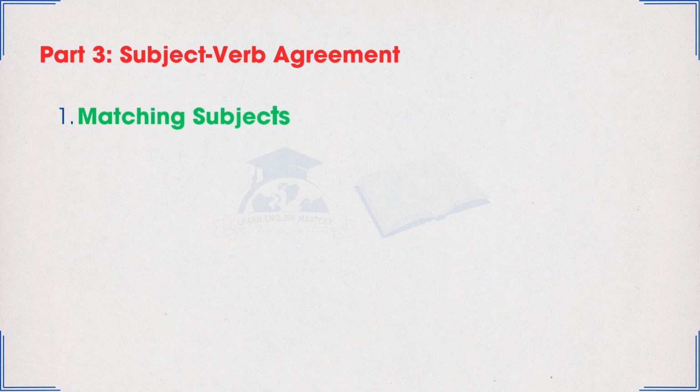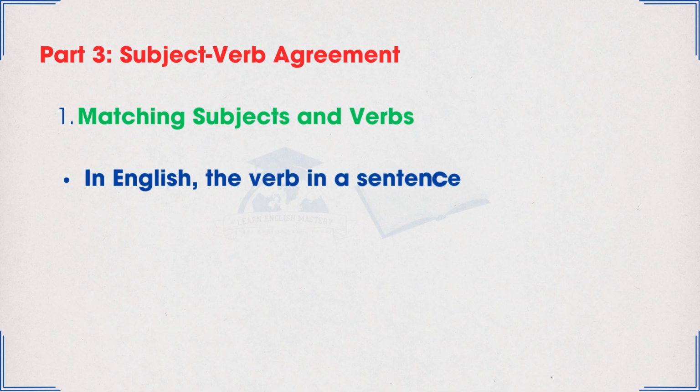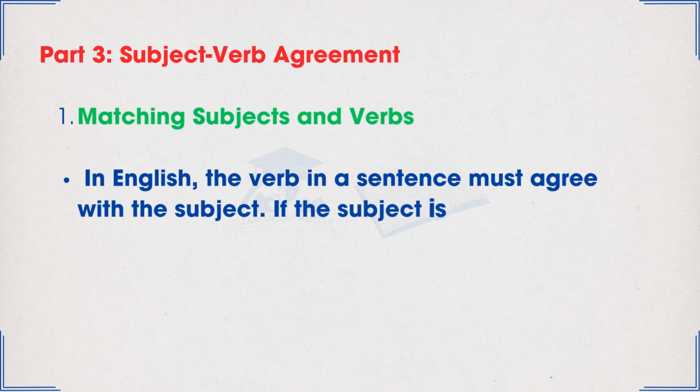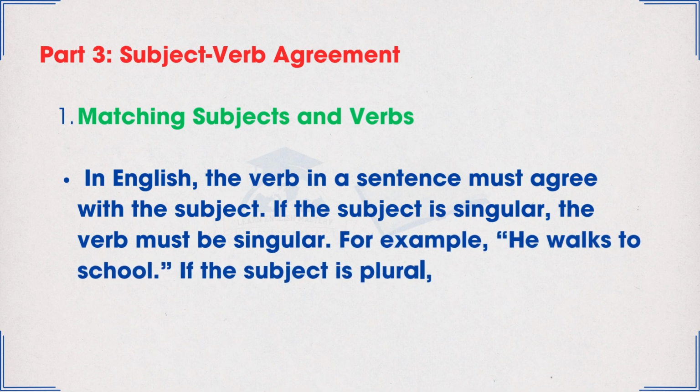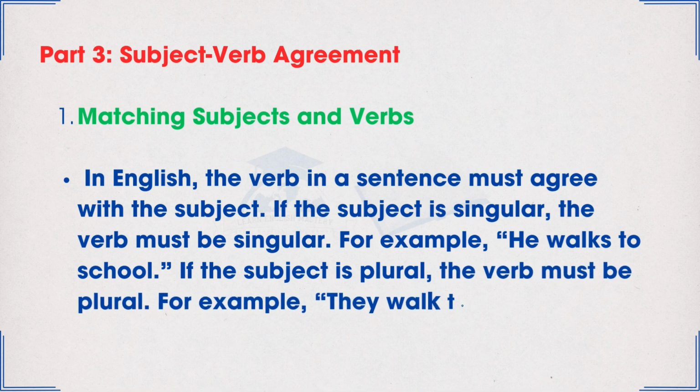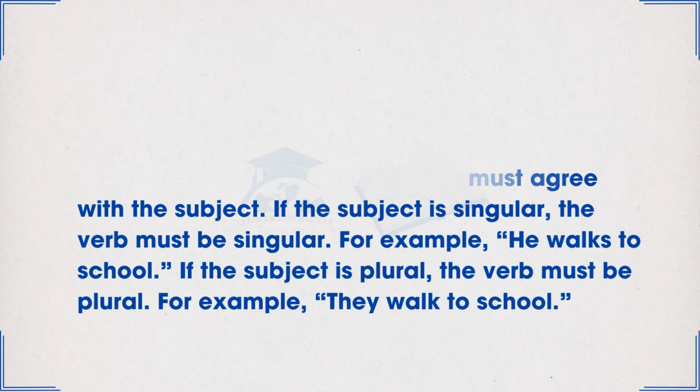Part 3. Subject-verb Agreement. 1. Matching subjects and verbs. In English, the verb in a sentence must agree with the subject. If the subject is singular, the verb must be singular. For example, he walks to school. If the subject is plural, the verb must be plural. For example, they walk to school.